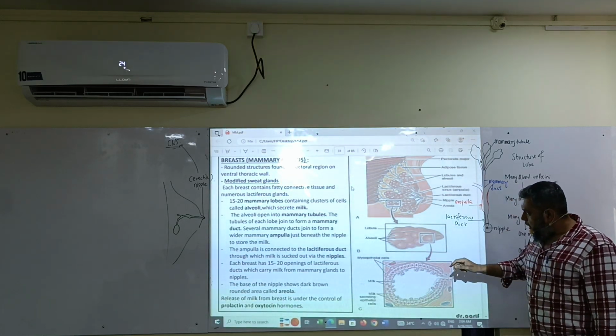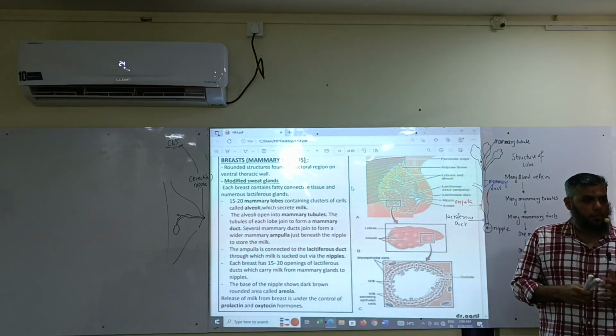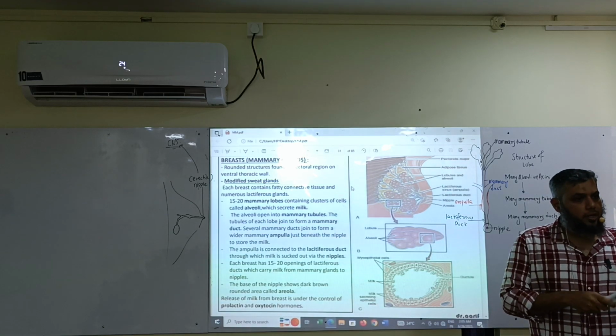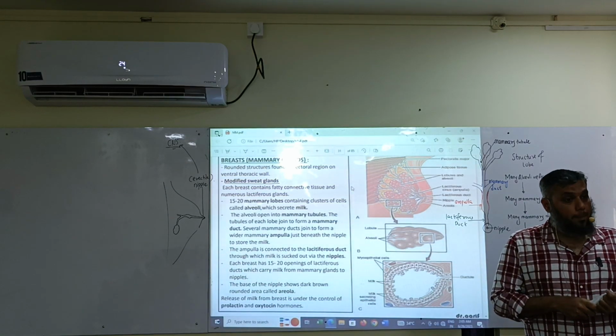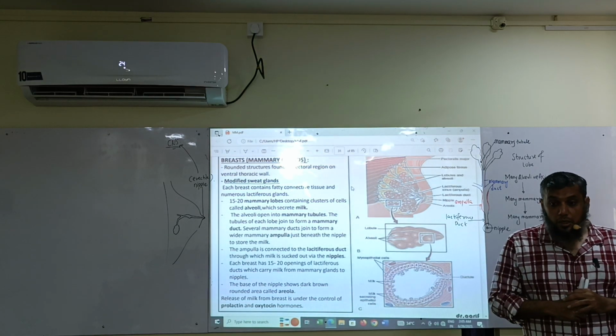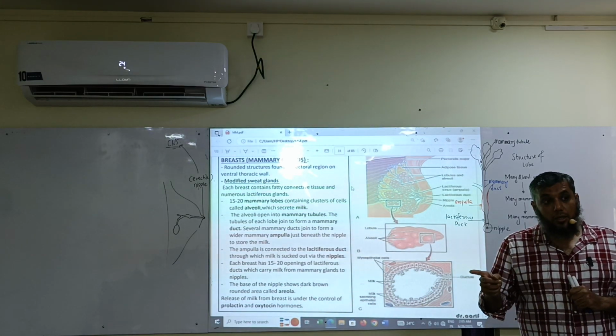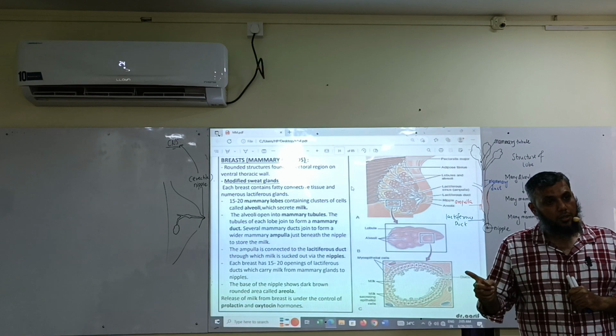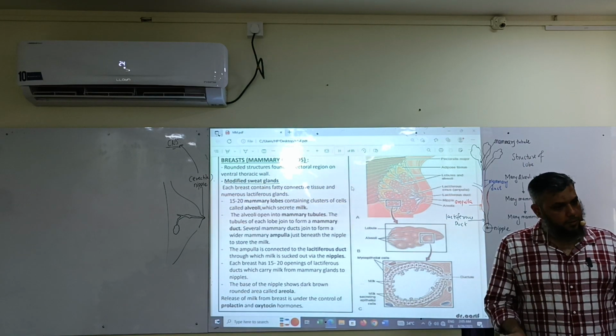Yes. The alveolus will open into mammary tubules. Mammary tubules will form the mammary ducts. Mammary ducts will join to form the ampullary region. The ampulla will open into the lactiferous duct, and the lactiferous duct will open at the region of the nipple. Okay. Simple.